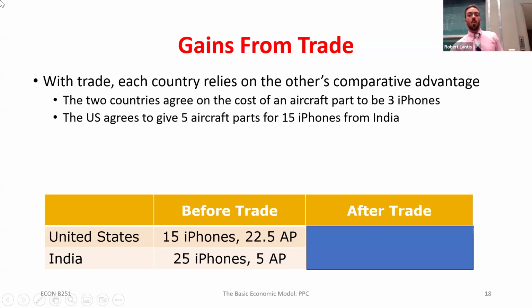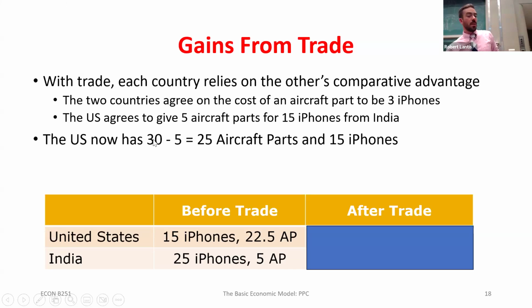Okay? So when the US was only producing aircraft parts, they could produce 30. They're now trading 5 away. They're giving 5 of them to India. And in return, they're getting 15 iPhones. Right? So we can think about it this way: for the US, they now have 25 aircraft parts and 15 iPhones, which you can see is a little bit better than they were before. Not a lot better, but a little bit.